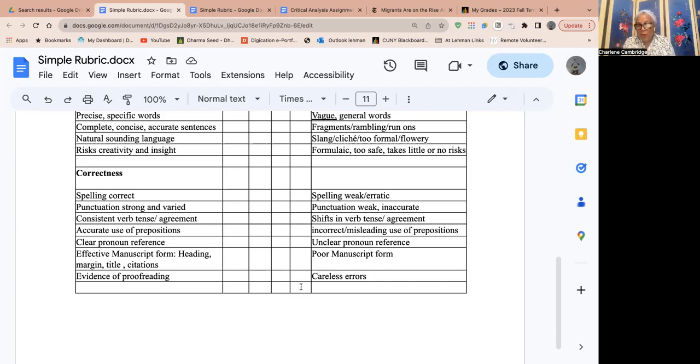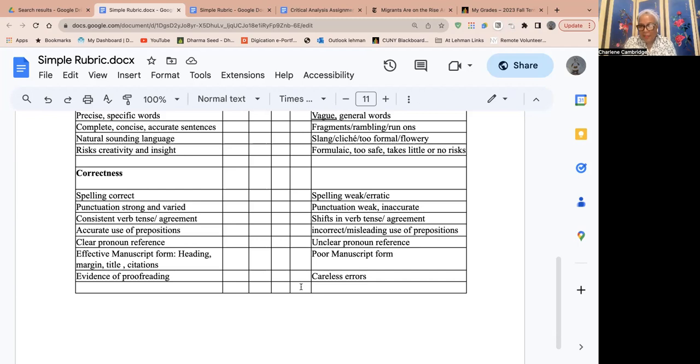Effective manuscript form: heading, margins, title, citations. I'm going to do another one of these little 5-minute ones on MLA formatting and the apps and how to use them. This is poor manuscript form; MLA formatting isn't just a works cited page. It is the entire document form. But I'm not going to spend a million minutes on that right now. I'll do another one of these little 5-minute ones and stick it in the course materials for you. And until they update Microsoft Word or Google Docs, you should be able to use it.